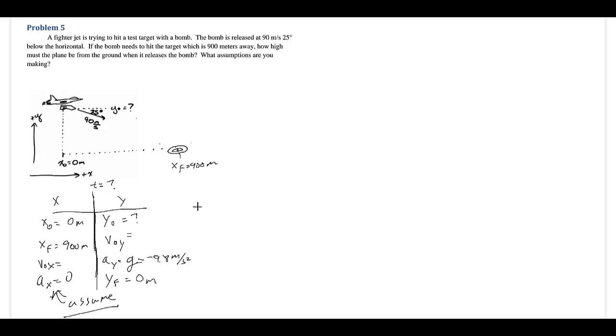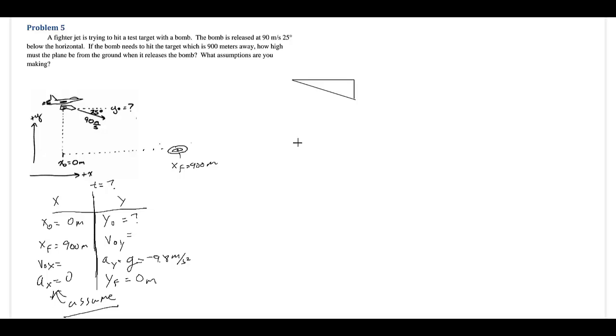So, the first thing we need to do is be able to find our velocities. Once we have our velocity for the x direction, we can then find how long it's going to take to hit this target going this way. And then we can set our y naught so that the jet is high up enough above the ground so that that's how long it takes for it to fall the distance that it started. Okay, so let's first deal with the triangle.